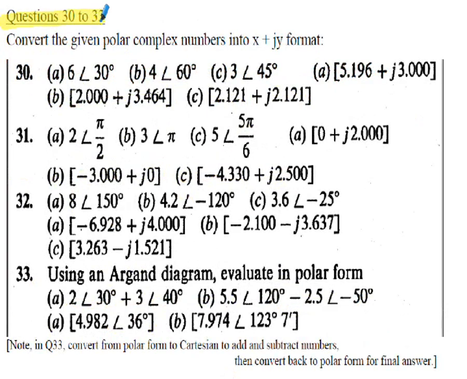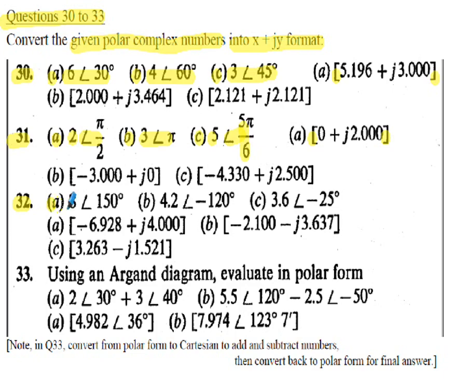In questions 30 to 33, we're given polar form of complex numbers and we've got to convert them into the Cartesian form, x plus jy. For question 30, part A, here's your polar form, 6 argument 30 degrees, part B 4 argument 60 degrees, part C 3 argument 45 degrees. Answers are shown in square brackets. Question 31, part A, we've got 2 argument pi upon 2, B, 3 argument pi, and C, 5 argument 5 pi upon 6. So again, be careful there. Obviously the angles are in terms of radians. Answers again shown in square brackets.